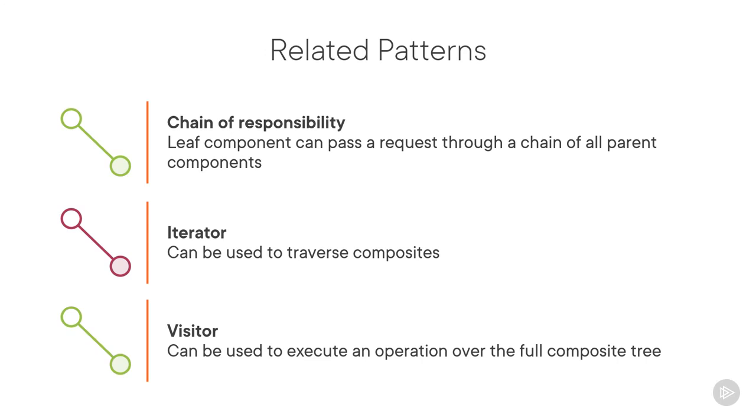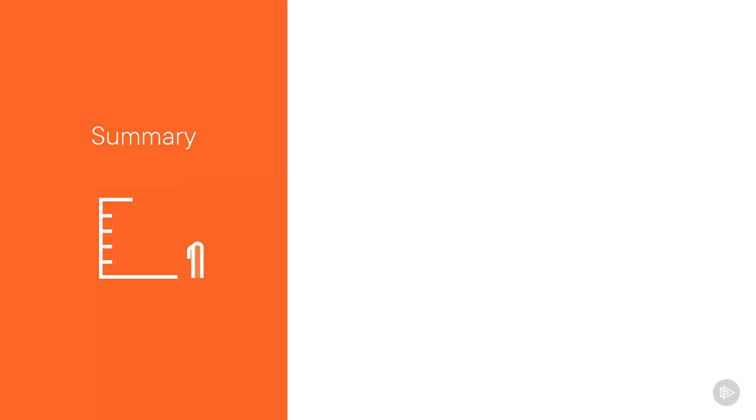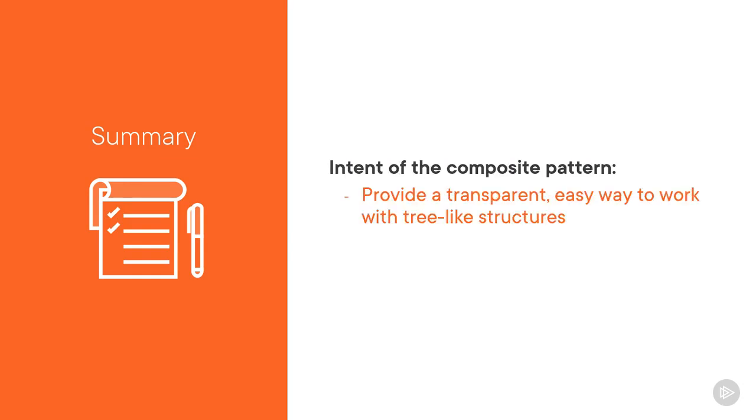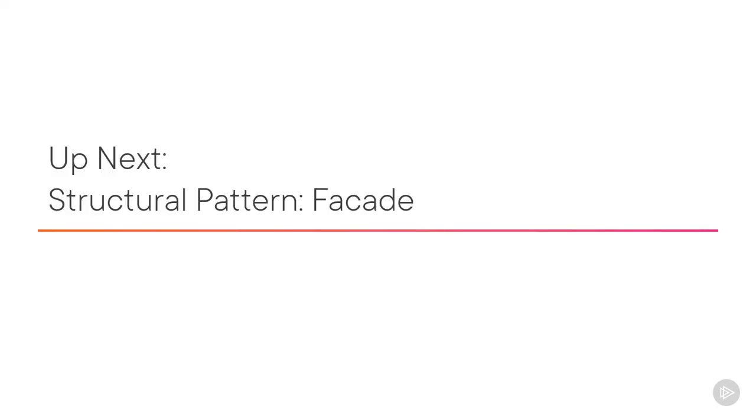Time for the module summary. The composite pattern provides a transparent, easy way to work with tree-like structures. Whether the client is interacting with a leaf or a composite isn't of importance for the client. The recursiveness of the operation makes sure of that. Up next, we'll learn about the facade pattern.